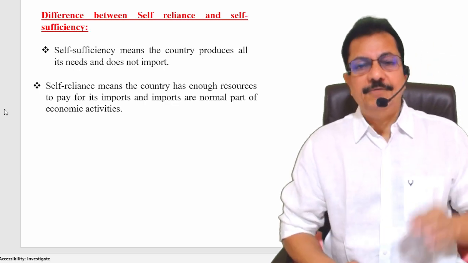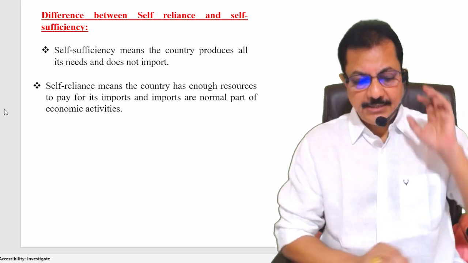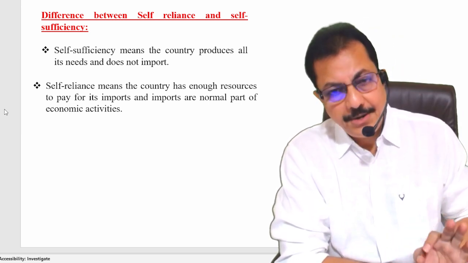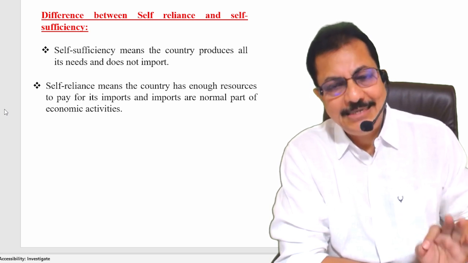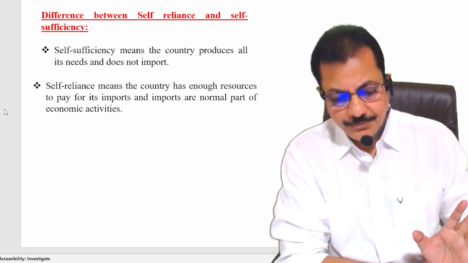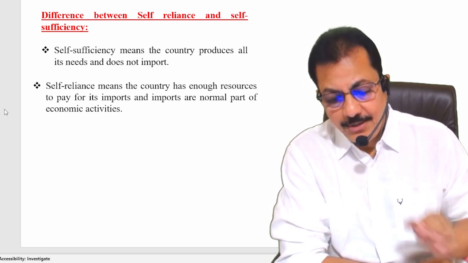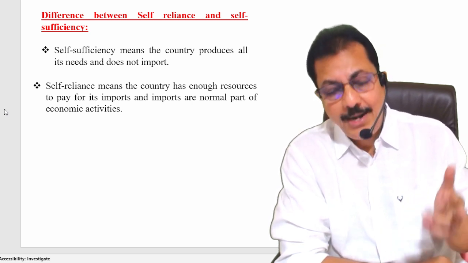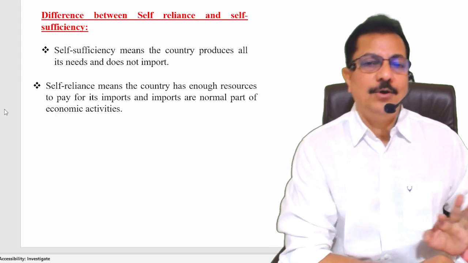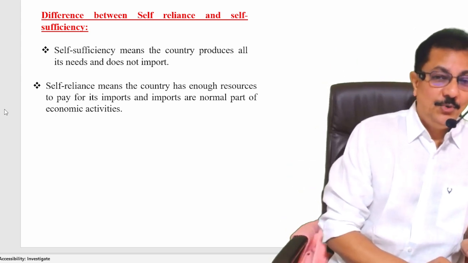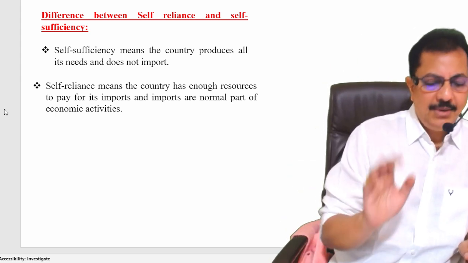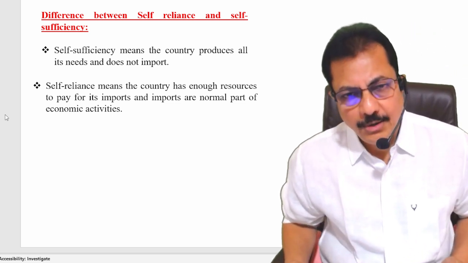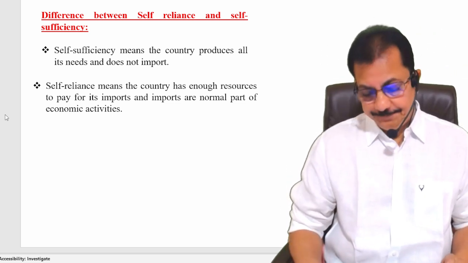Similarly, I have given the difference between self-reliance and self-sufficiency. In self-sufficiency, the country produces all needs and does not import. Self-reliance means the country has the resources to pay for its imports, and imports are a normal part of economic activities. Hope you got the reference. Very important. This is how you have to read economy, my dear close friends.